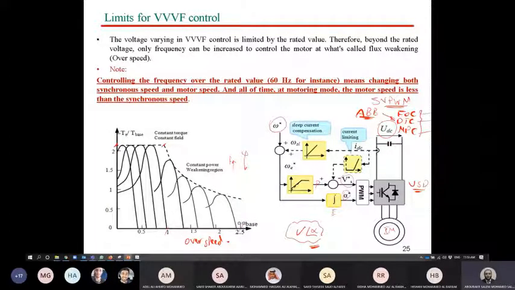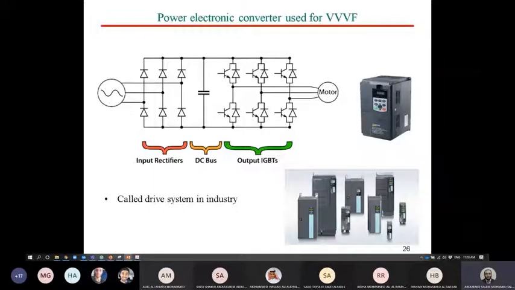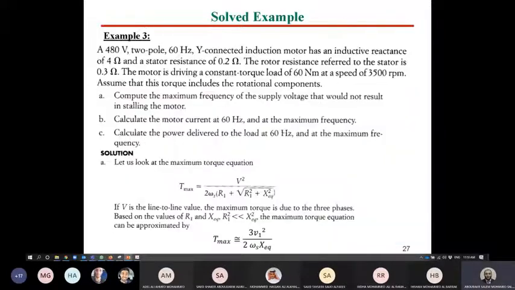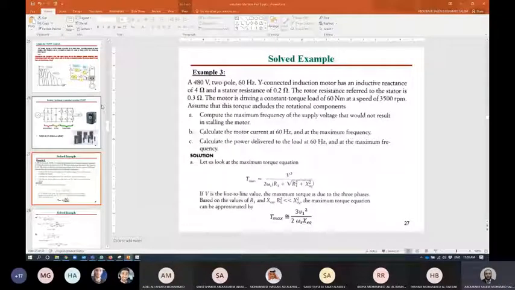We will stop here at this point today, inshallah, and next class we will discuss more details about the converters and solve some problems regarding this technique. Any question? Any question?